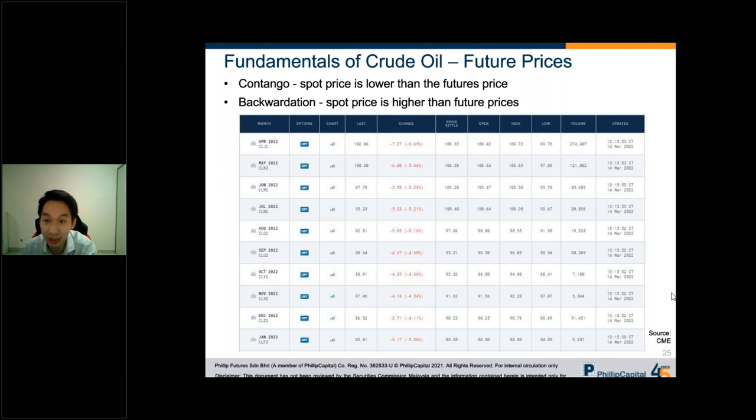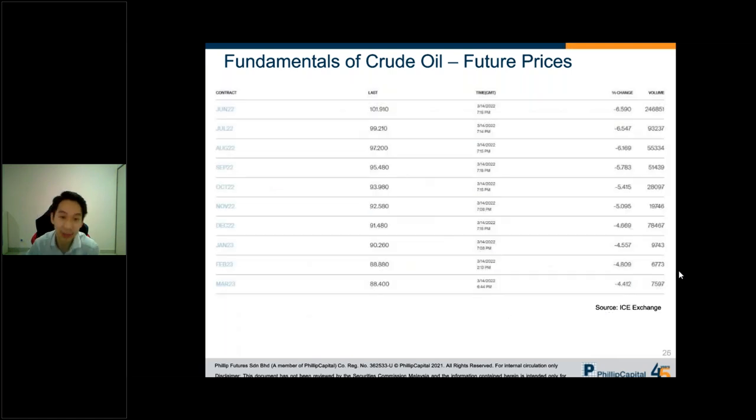Of course this is just the view of the market, it can change anytime, but it will give you a general direction of where the prices will be heading in the next coming months. Currently we are in a backwardation market, where the spot price is higher than the forward market. Then this is the Brent crude oil prices listed on the ICE exchange. It's also the same, both have a similar trend, where it's also currently a backwardation market, where the spot month price is higher compared to the forward month price.